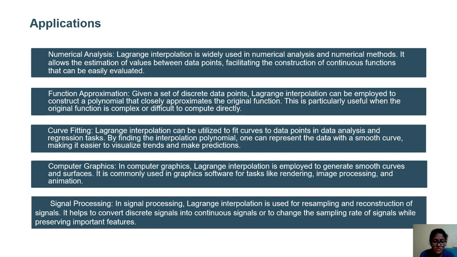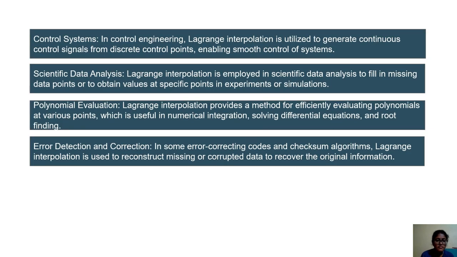It is commonly used in graphics software for tasks like rendering, image processing, and animation. Signal processing. In signal processing, Lagrange's interpolation is used for resampling and reconstruction of signals. It helps to convert discrete signals into continuous signals or to change the sampling rate of signals while preserving important features.